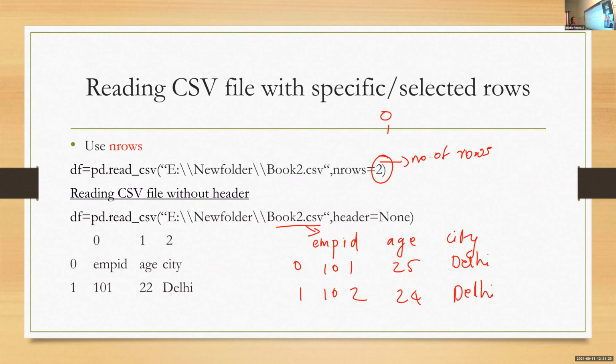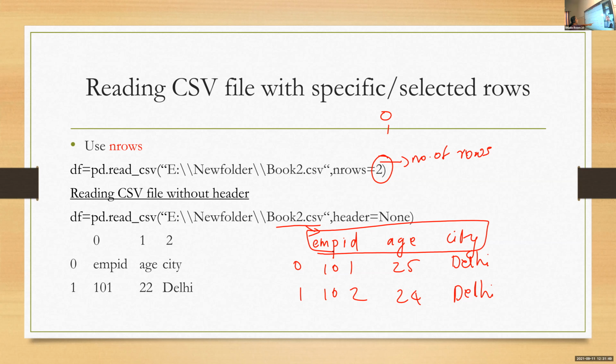Book2 CSV file includes the data: EMPID, age, and city. The first row, the 0th row, is 10125 Delhi. The next is 10224 Delhi. Then here, this is the header, isn't it? This is the column headings: EMPID, age, city. These are the column headings.